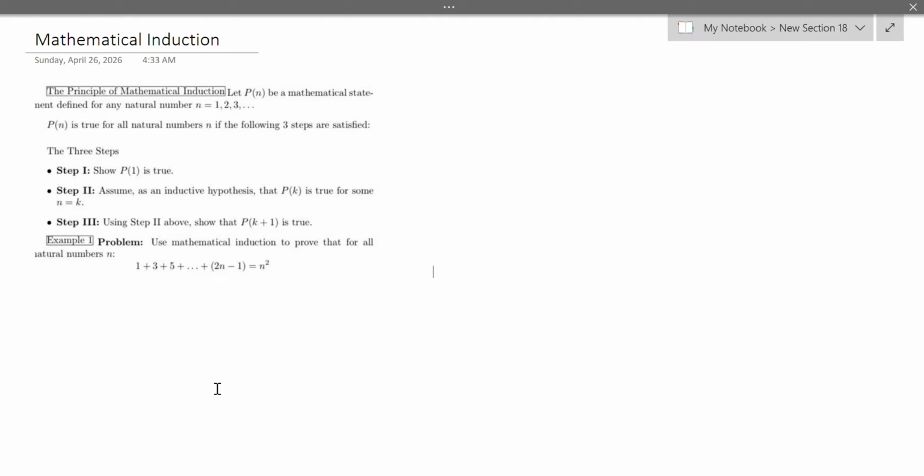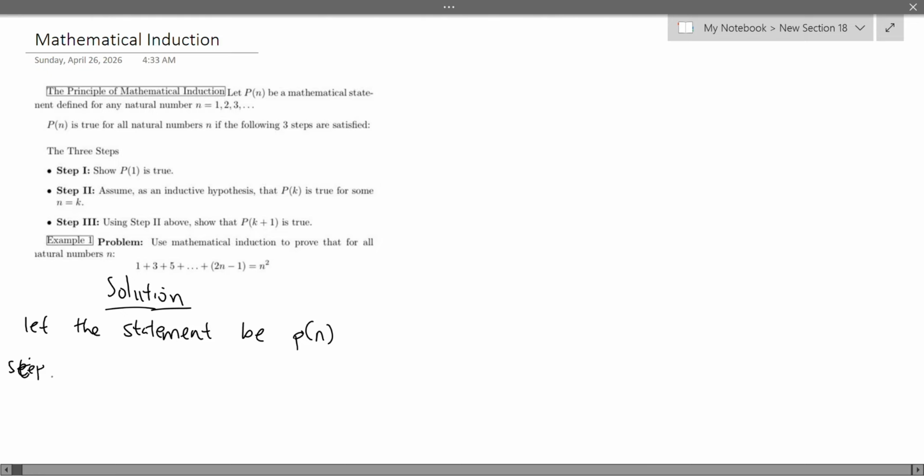Now, let's look at example 1. We are asked to use mathematical induction to prove that for all natural numbers, this statement is true. So to start with, solution. You will say, let the statement be P of n. So that is the first step. Step 1, you can number it so that you won't forget what you need to do. Step 1, you say let n equal 1. You want to prove that the statement is true for 1. So let's do that.